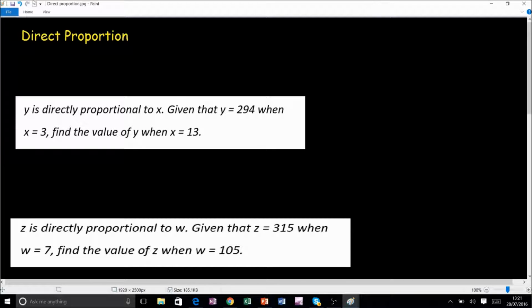Okay, I know some of you get chills when you hear about direct proportion and inverse proportion, but hopefully today I'm going to show you that it isn't too bad at all. Okay, so let's look at the first question.